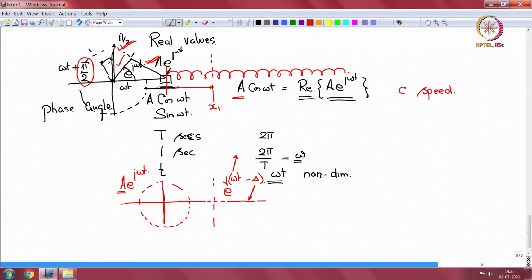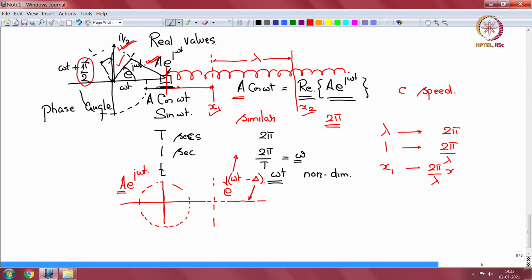Now we say that wavelength happens to be the distance between 2 points. Let's say these are 2 points. Wavelength is the distance between 2 points undergoing similar or same motion. That means the phase is twice pi, right? Because the phasor went around once and these 2 points were generated. So the phase difference between them is twice pi. So over lambda distance, the phase covered is twice pi. So over unit distance, the phase covered is twice pi by lambda. So over a distance x1, the phase covered is twice pi by lambda into x1.